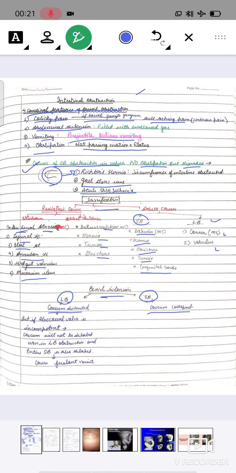But if the ileocecal valve is incompetent, this means that it is not properly closing. The cecum will not be fully dilated, and its content will move into the small bowel, which will cause feculent vomit.